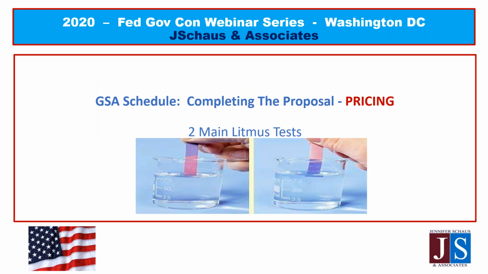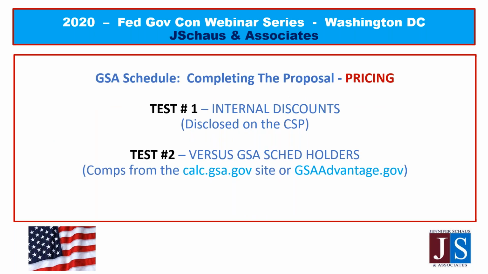Okay, so as GSA is reviewing your proposal, they conduct these 2 main litmus tests, which you guys can probably figure out based on what we've covered so far. One is your internal discounts. Who have you given your standard discounts to? And that's disclosed on the CSP, the Commercial Sales Practices Form.